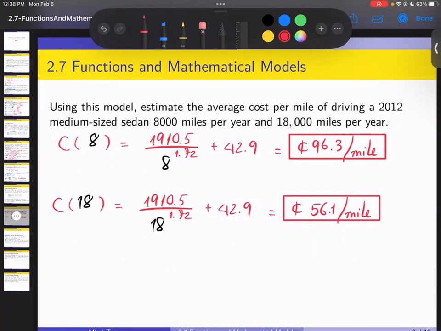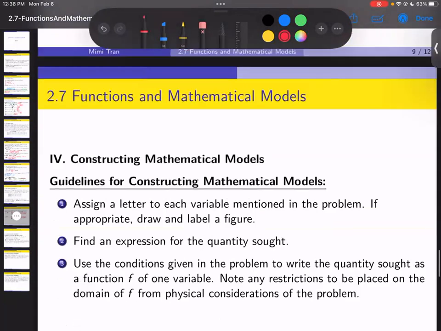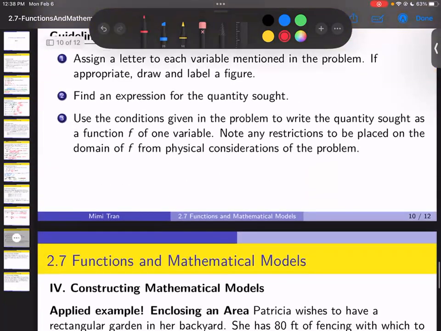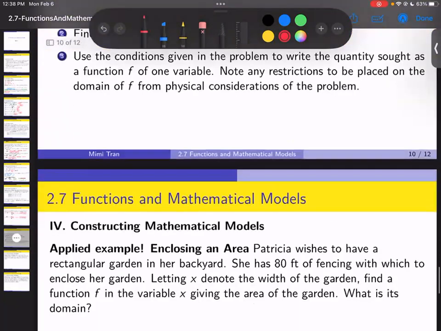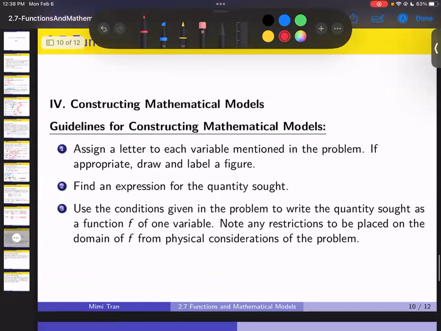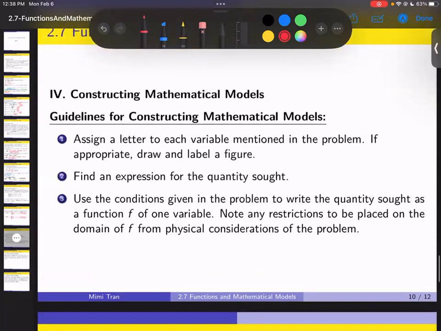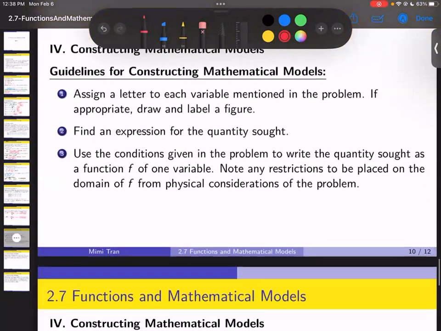The last two are something more like your exam questions. I'm not going to ask you this on an exam, that's really easy, right? The last one is more like your exam stuff. Construct a mathematical model. I give you a story problem. I'm not giving you the function. You're supposed to construct it and solve it.